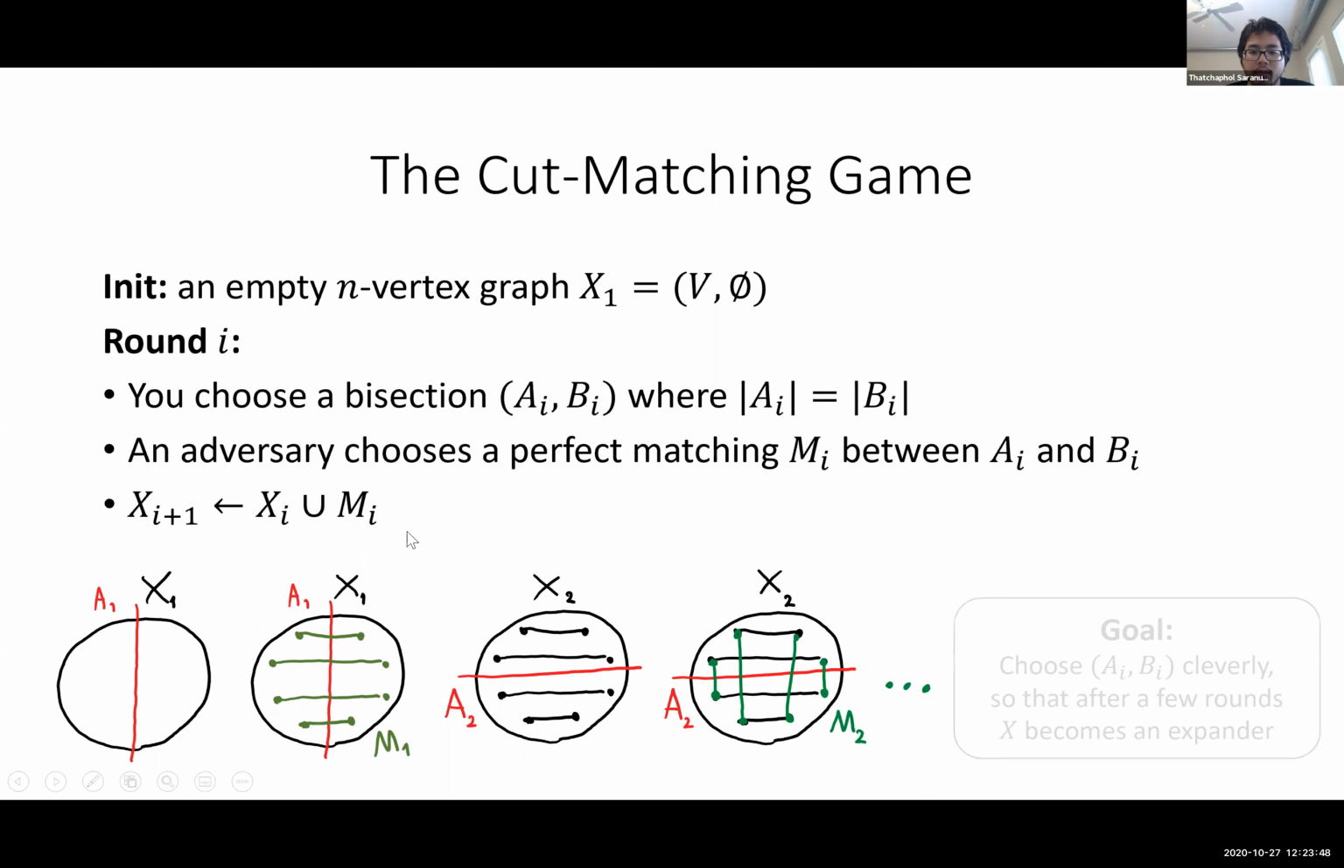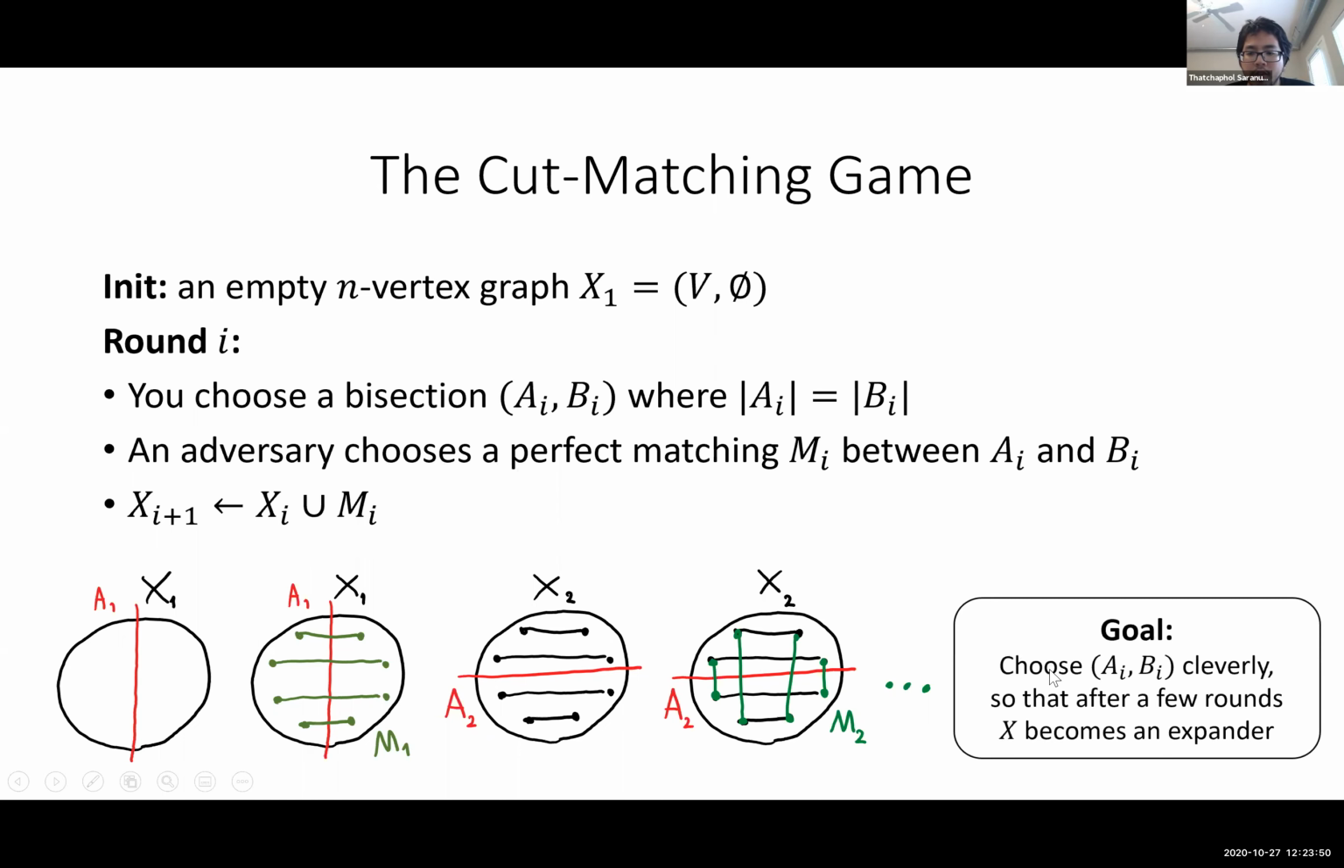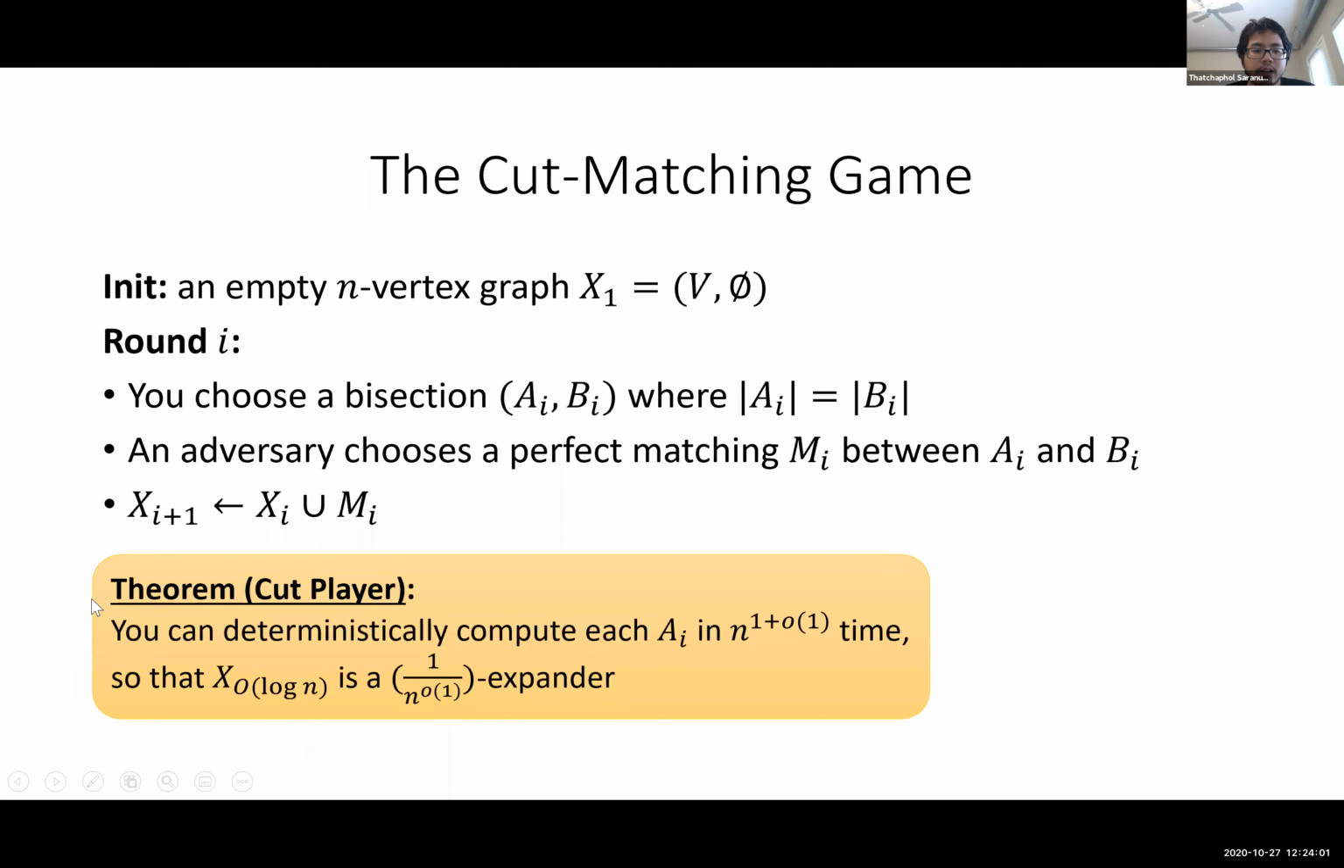And you add this. And the goal is to choose each bisection cleverly so that within a few rounds, X becomes an expander. It turns out that you can do it fast. Each round you can choose a bisection in almost linear time so that after log n many rounds, X becomes an expander.